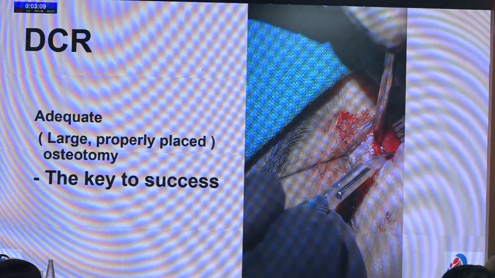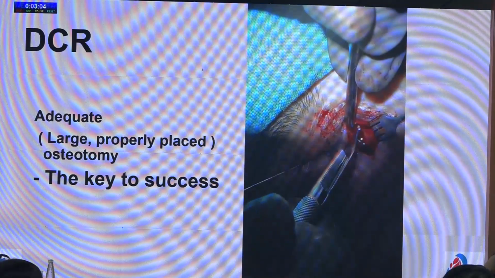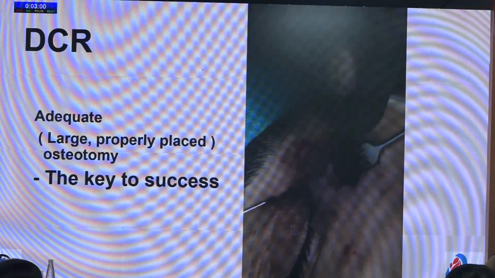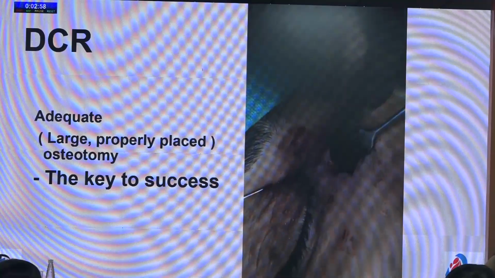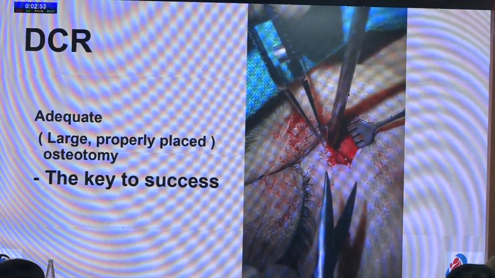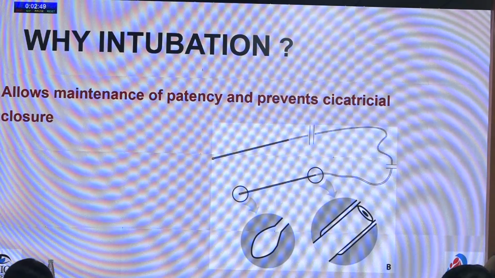And the osteotomy, again, it needs to be large. And again, I reiterate this, it shouldn't be too high or too low, because this can cause the fluid to accumulate either too high, that is above the MPL, or too low. Now, why intubation? Why do we need to put a tube the second time? Because it prevents a cicatricial closure.